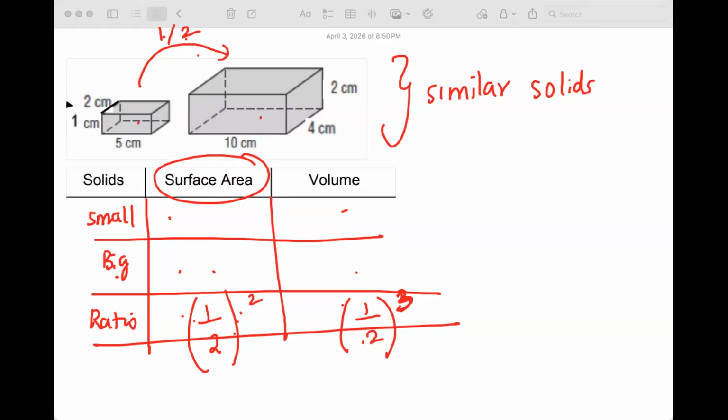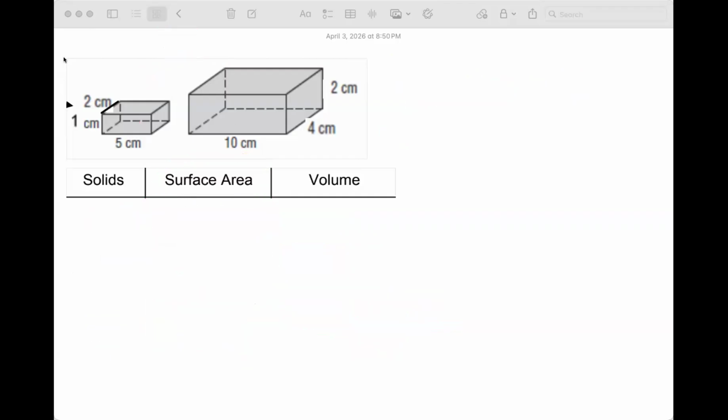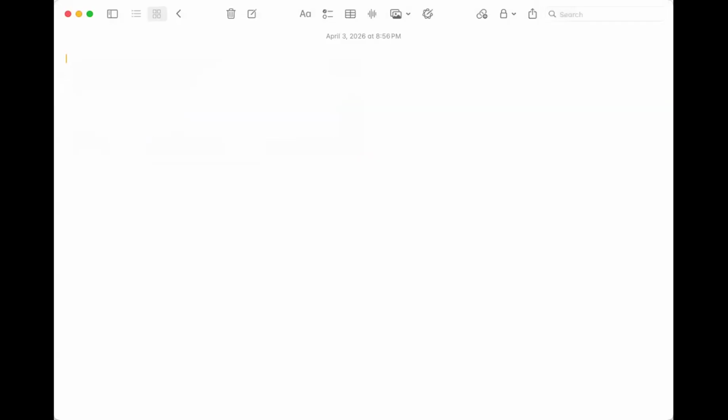When you want to compare the surface areas of two similar solids, the ratio of their surface areas will be the scale factor squared. Whatever your scale factor ratio is, you have to cube it to find the volume ratio. Does that make sense? Okay. That's the takeaway. Now that you learned it by yourself, I am thinking it will help you retain.